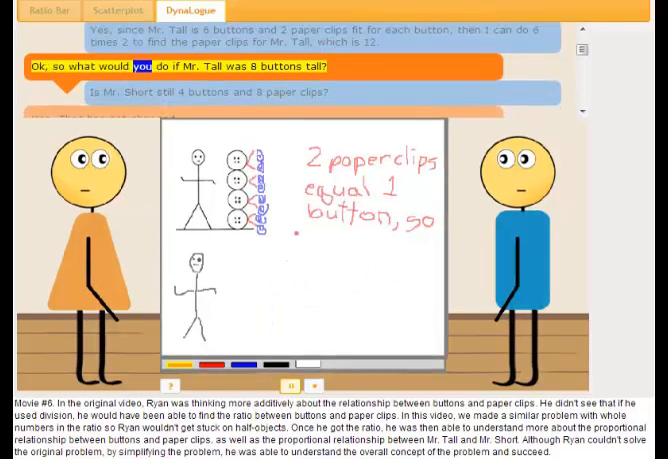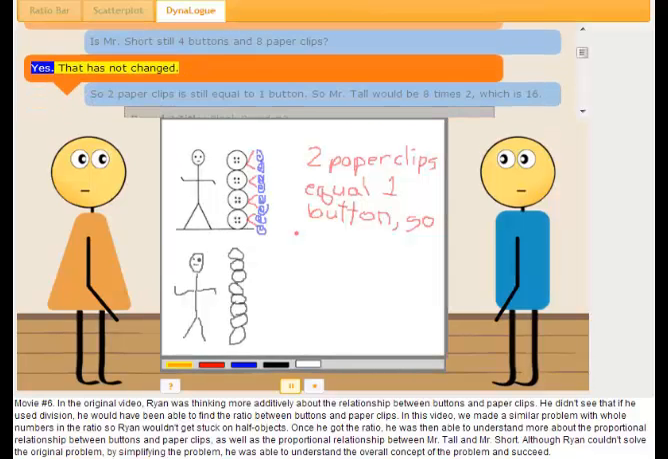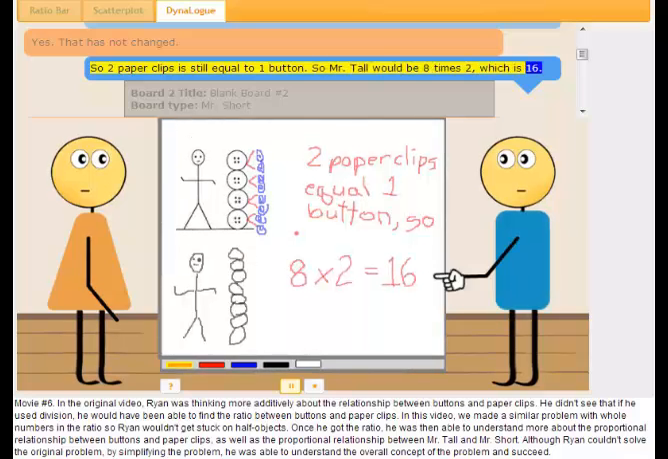Okay, so what would you do if Mr. Tall was 8 buttons tall? Is Mr. Short still 4 buttons and 8 paper clips? Yes. That has not changed. So 2 paper clips is still equal to 1 button. So Mr. Tall would be 8 times 2, which is 16.